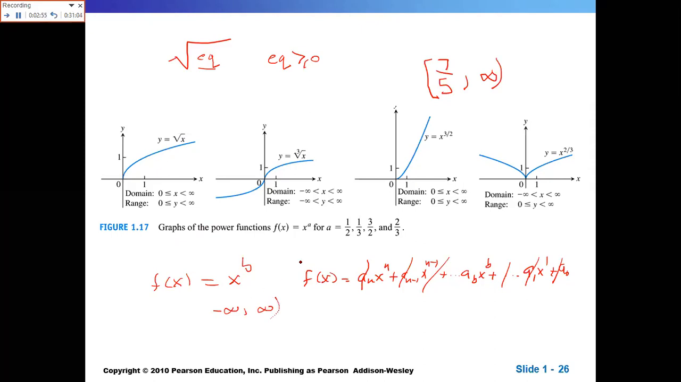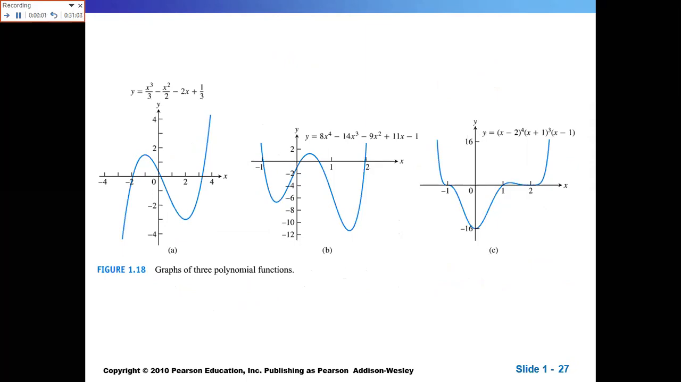Okay. Good. These are polynomials. Look at this. This is a polynomial, this is a polynomial, and this is a polynomial. If you do the math, it's just a polynomial. And this is a polynomial. So you don't have to think about what the domain is. You just go ahead and write it down.